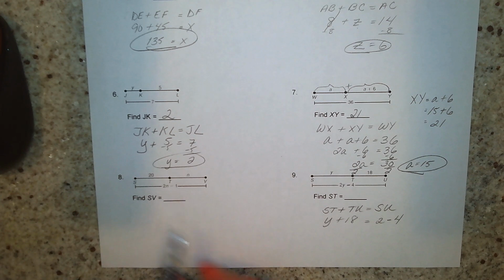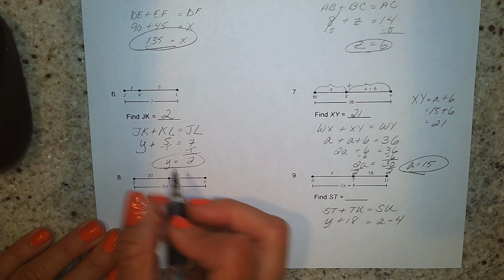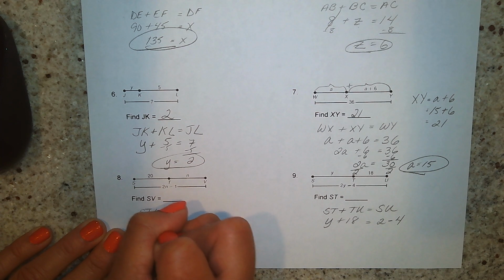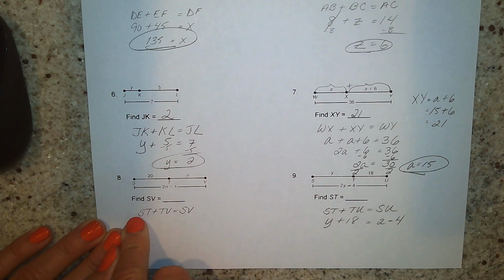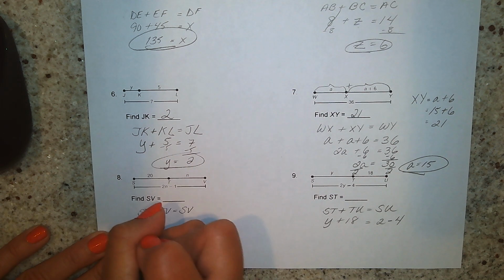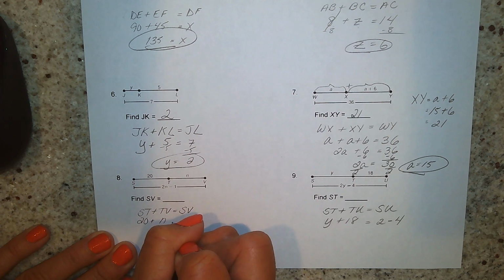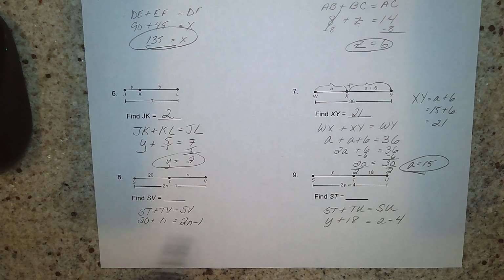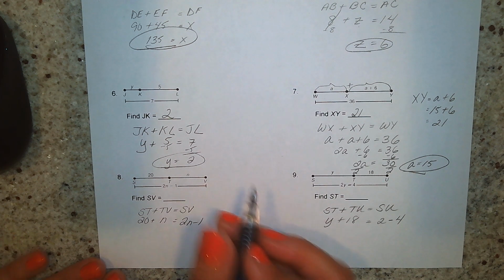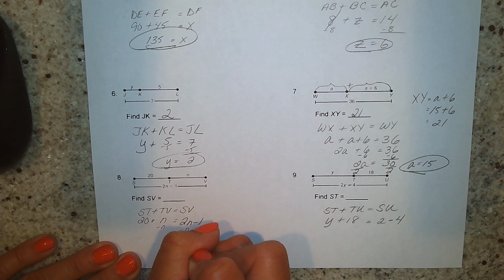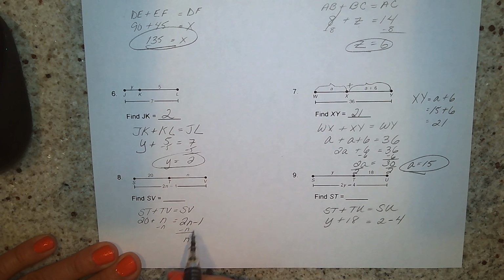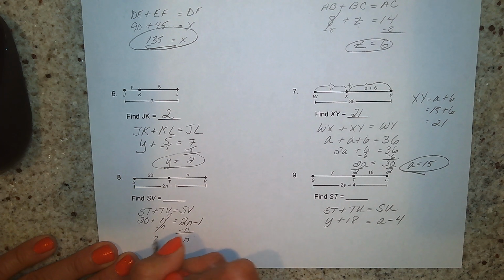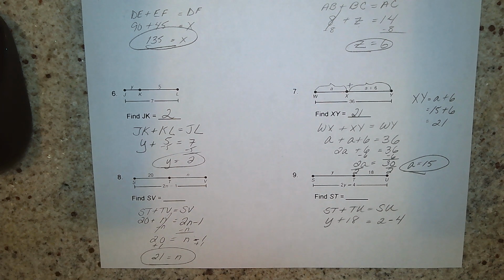All right, last two. All right, in this one here, we've got segment addition. ST plus TV is equal to SV. Again, you want to set up your segment addition postulate. So ST is 20 plus TV is N, and SV is 2N minus 1. All right, so let's simplify here. Let's solve things. All right, so what do we want to do? Well, let's subtract N on both sides. So we get 2N minus 1N is just N, and that cancels out. So we have 20 is equal to N minus 1. Left, add 1 to both sides, so we end up with 21 is equal to N. So the N value is 21 there.